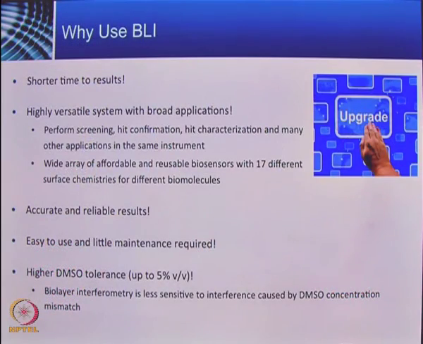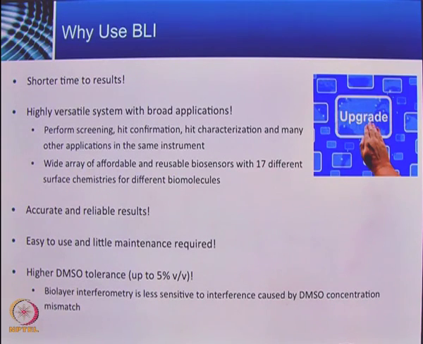The benefit of using BLI technology or even the Octet platform in your research is that it allows you to perform your analysis in a short time. The platform is very straightforward and very easy to use. Lastly, if you're working with small molecule samples, this system allows you to analyze samples in DMSO up to 5% concentration.